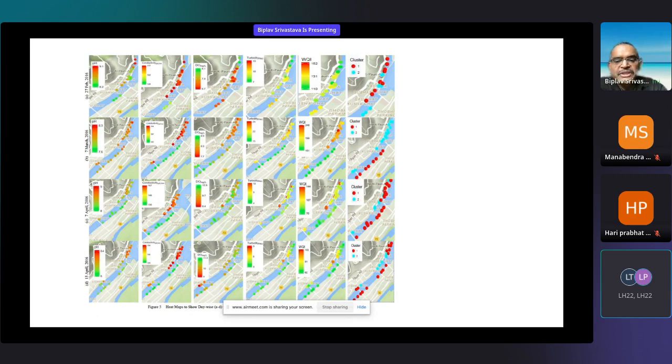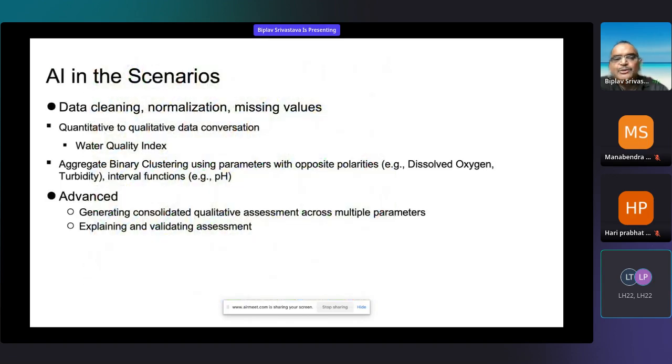Okay, more detail about this particular work, what we actually did, is in the associated papers, but I just wanted to mention that water data tells us a story, and AI methods can actually help us in getting to that story. In this specific example, the AI methods were used in data cleaning, normalization, handling of missing values, in combining qualitative and quantitative data, of course in the clustering, and then we can actually use this in explaining, assessing and validating various assessments.